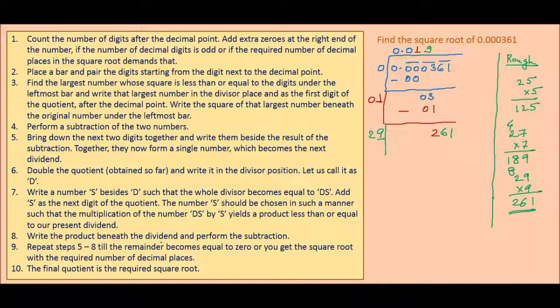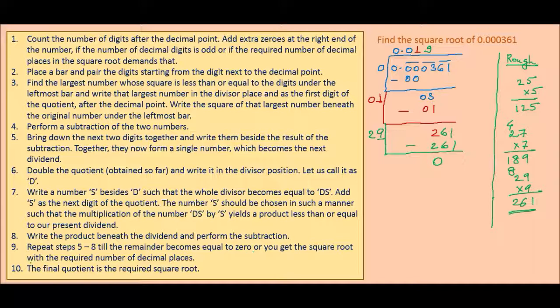Write the product beneath the dividend and perform the subtraction. So the product, 29 multiplied with 9, is 261, and we perform the subtraction. It is a 0. Rule number 9: repeat steps 5 to 8 till the remainder becomes equal to 0. We are not going to repeat, because the remainder has become equal to 0.